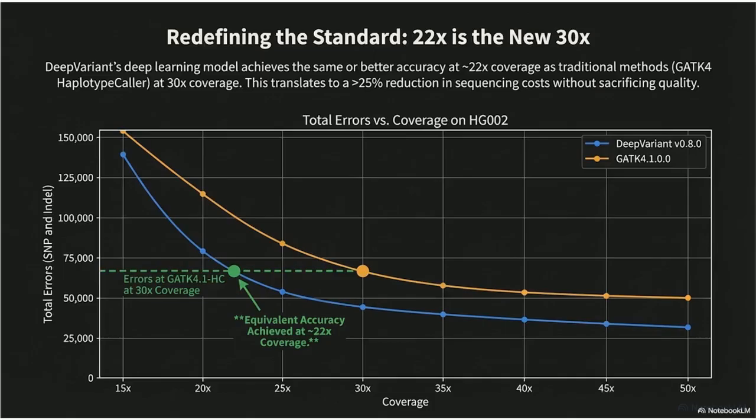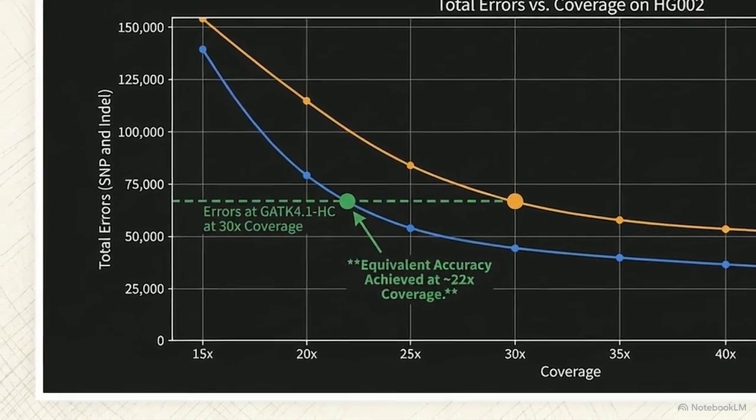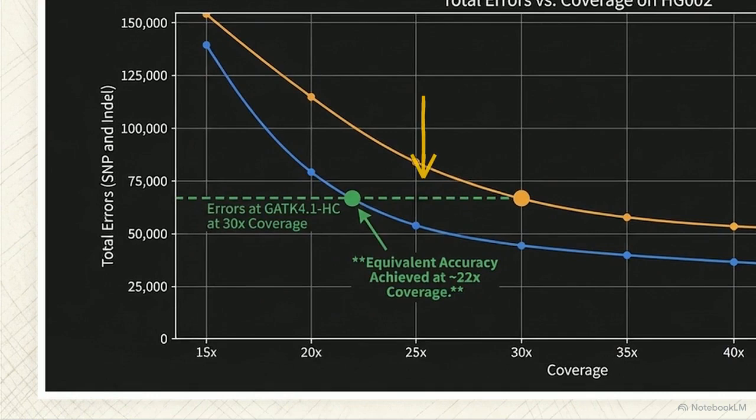This graph compares total errors versus sequencing coverage. The orange line represents traditional methods like GATK4, while the blue maps the deep learning model DeepVariant. DeepVariant achieves the same accuracy at 22x coverage that older methods required 30x coverage to reach.